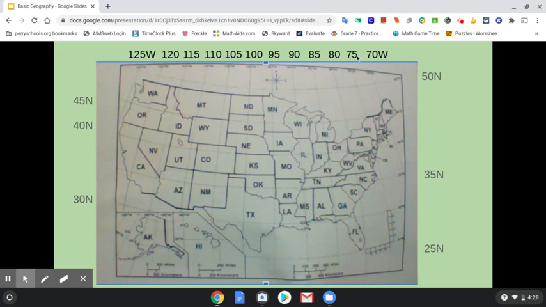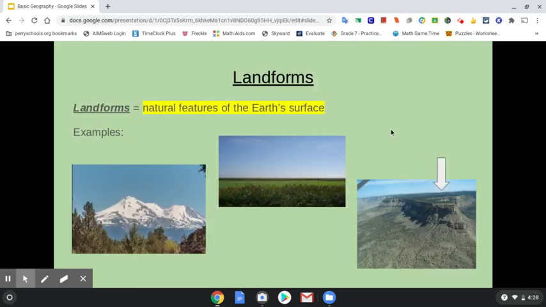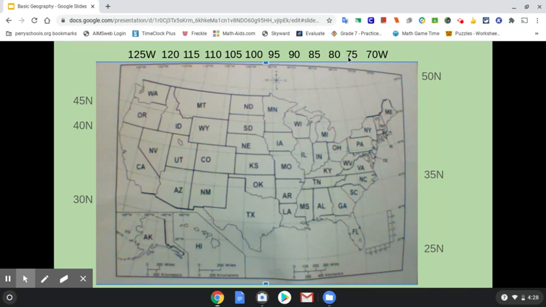These are all in the western hemisphere, and they are west of the prime meridian. See how this says 70 west? Right here is that 70 west line, and it goes down the map this way. Oh, sorry. The next one is 75. It starts here. 80 right here, 85 right here, all the way across. This last line right here is 125 west.